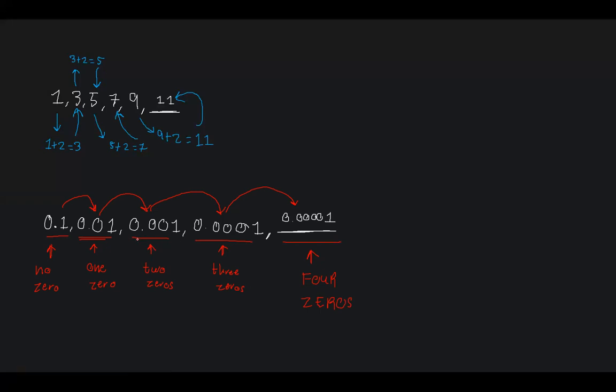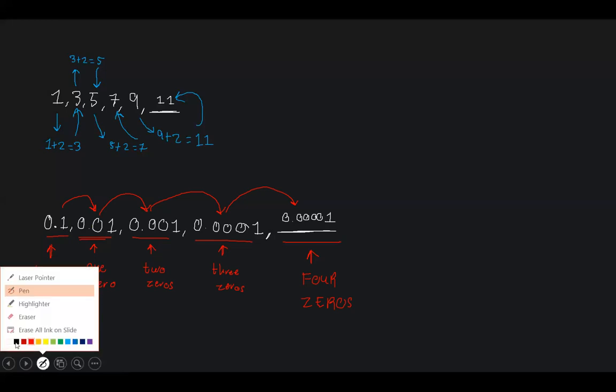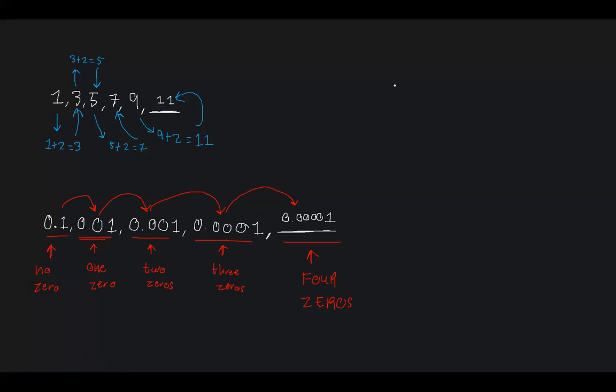So if you're asked to get the third term, since the second term is 0.01, for the third term, just add another 0 after the decimal point. Hence, we have the answer 0.001. So there are 2 zeros already. So you see, they have their own specific order or pattern. So this one is what we call a sequence.